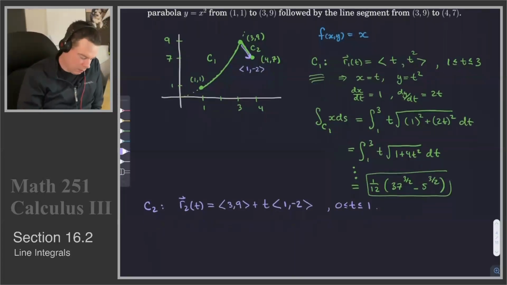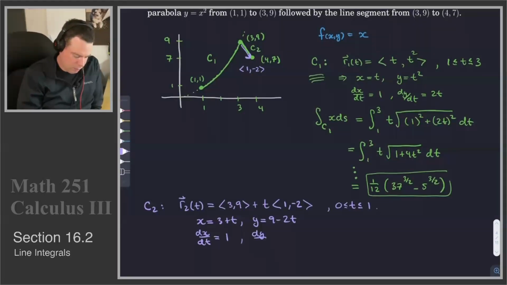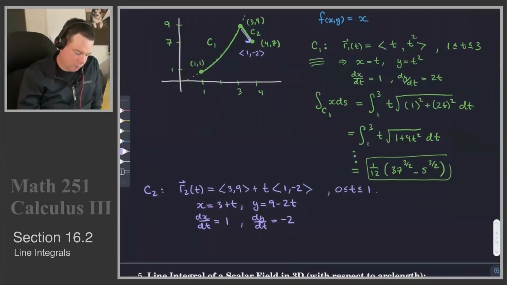And so that tells me then that x is equal to 3 plus t, y is equal to 9 minus 2t, dx dt is 1, dy dt is -2. And so I've got all the ingredients now in order to do our integral. So our integral, I'll just put it off to the side here, our integral over C2 of x ds is given by the integral from 0 to 1. And then x is 3 plus t.